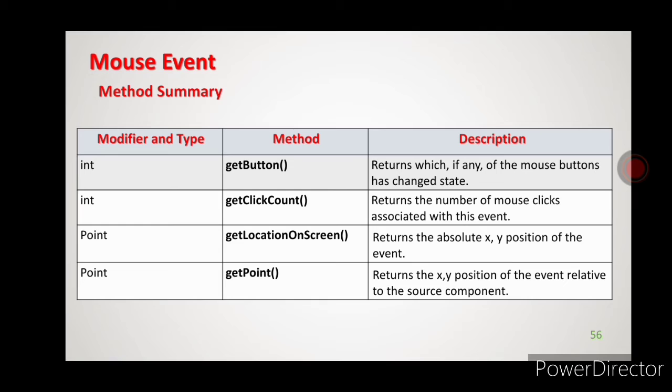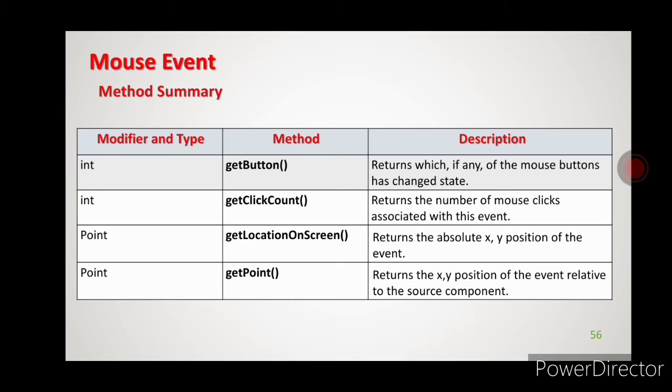The first one is getButton, and it will return a value of type integer. What does it exactly return? It returns an integer that represents the button that caused the event. As I told, the mouse has 3 buttons. Earlier days the mouse was having 3 buttons. The first one is button 1, which is on the left side, button 2, which is the middle one, and button 3, which is on the right side. On which button we have clicked, each button is associated with some integer value, and that integer value will be returned.